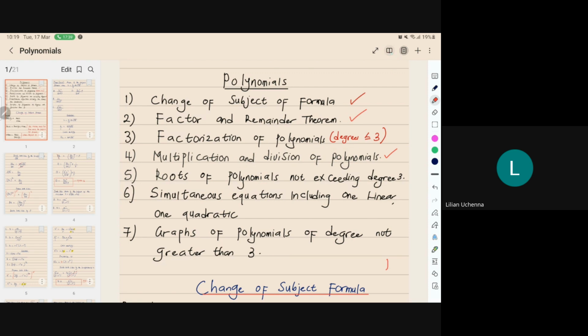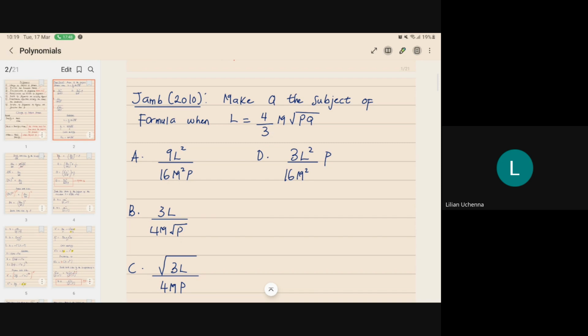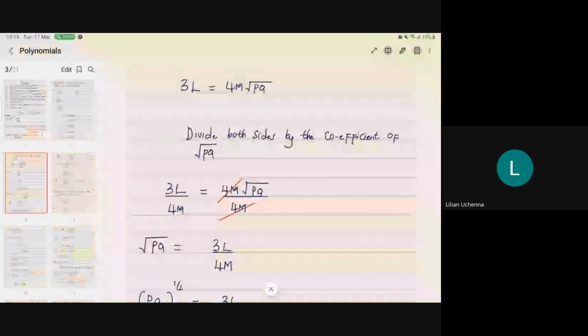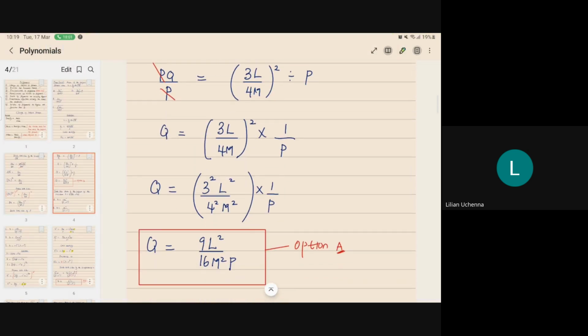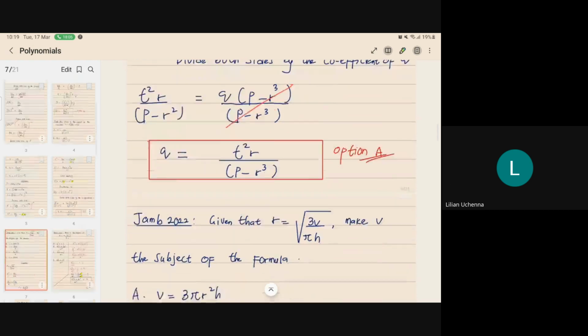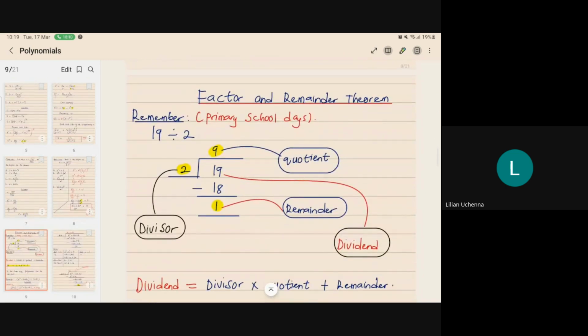In that very class, we looked at how we can actually change the subject of a particular formula, right? And I said it all depends on your own tactics or the way you want to go about it. So we solved past questions on that to see how best it can be done, right? We have the first question there, make Q the subject of formula, which we simplified just this way, right? And after that, I think I was just solving past questions on how to make things the subject of the formula. And after that, I went straight to the factor and remainder theorem.